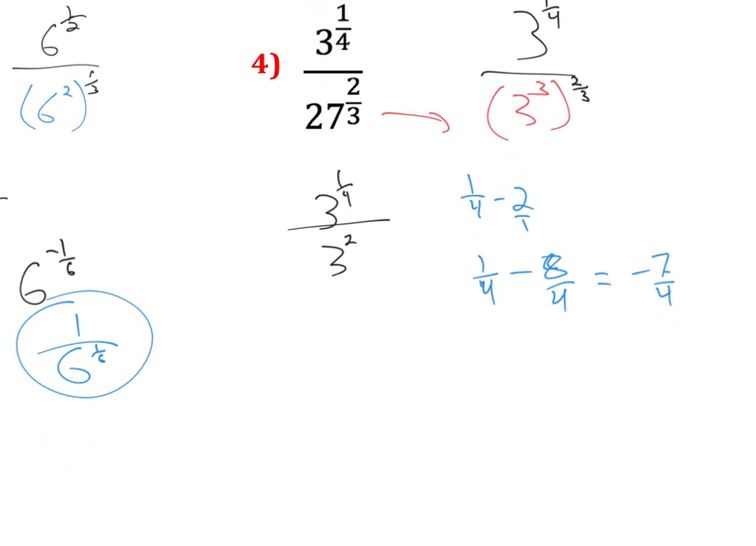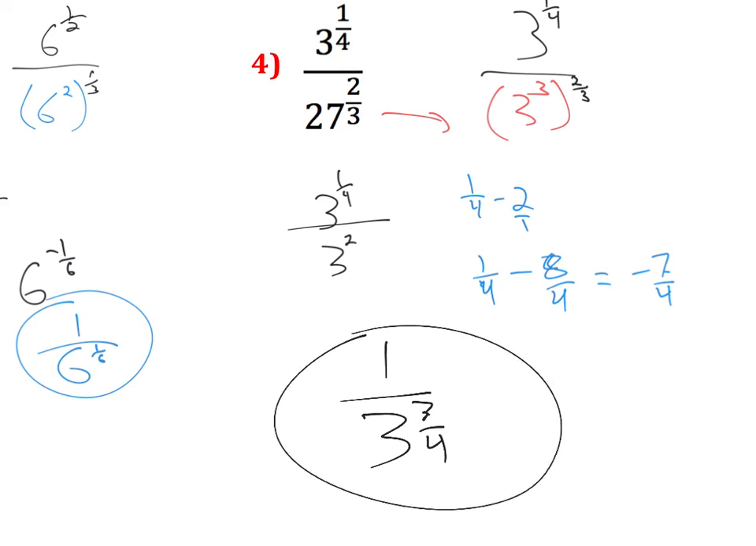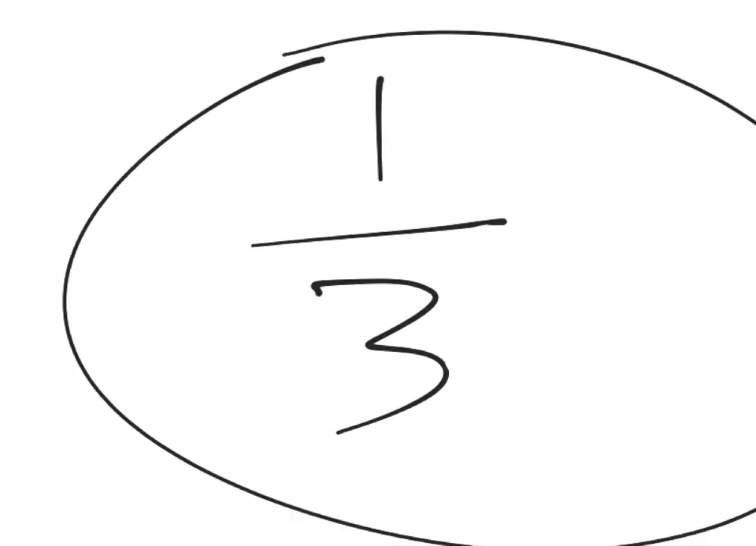The fact that it's a negative means we will end up in the denominator of a fraction. So I'll have 1 over 3 to the power of 7/4. Actually, let me rewrite that a bit, because that looks like it was 3 and 7/4. There we go.